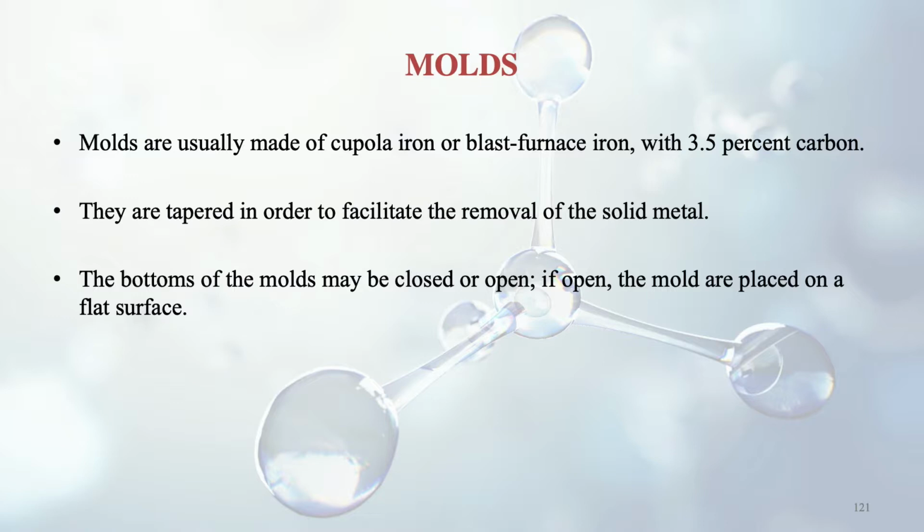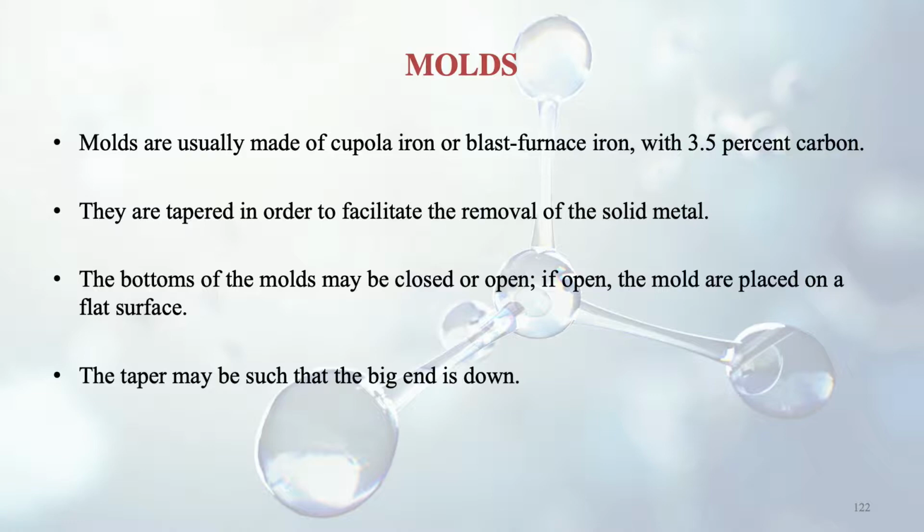The bottoms of the molds may be closed or open. If open, the molds are placed on a flat surface, so that the molten iron doesn't flow away elsewhere. The taper may be such that the big end is down. So the big end is kept down, meaning the end with the larger area is at the bottom, and the end with the lesser cross-sectional area is at the top.